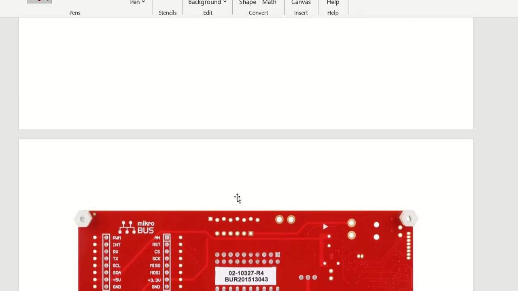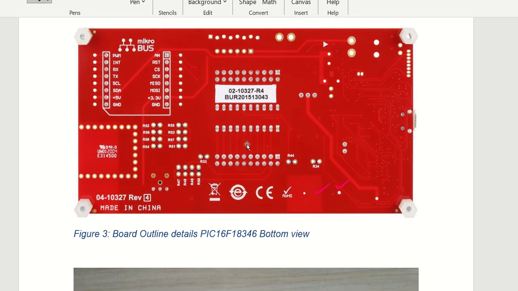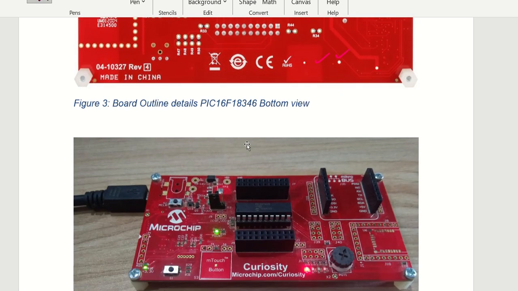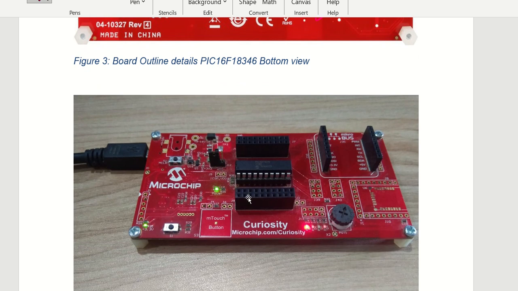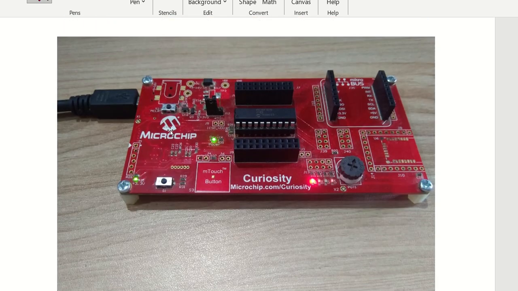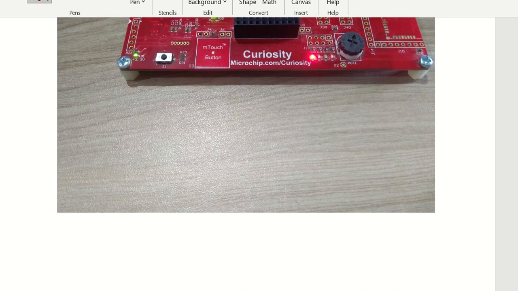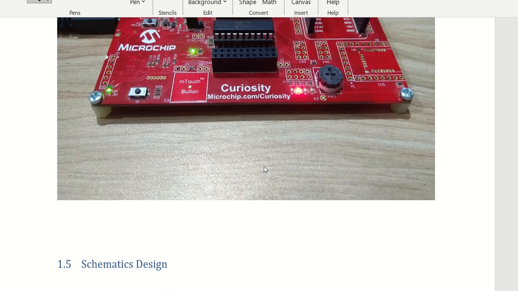All right. And this is the bottom view of the evaluation board, and as you can see, I have shown you the picture of the board that we have been using for programming. This is the board that is being used for programming, the Curiosity Microchip board, right? Now let us proceed next.